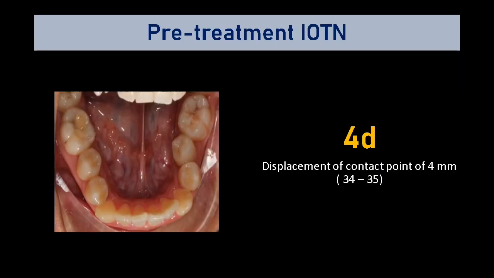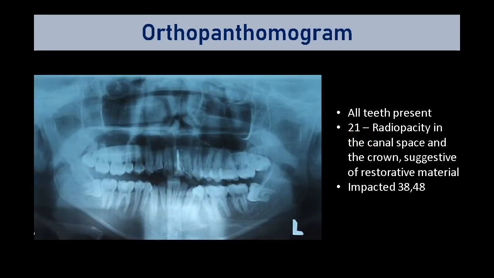The pre-treatment IOTN for the patient is 4D due to the displacement of contact point of 4 mm between tooth 3-4 and 3-5. There might be a discrepancy between RCP and ICP in this patient if it could be assessed. So the IOTN could be 4C, but because we couldn't assess the discrepancy in this patient, I put the IOTN as 4D. Next is the radiographic investigation of the patient.